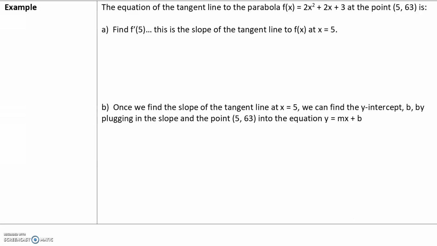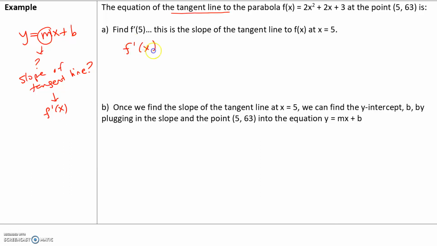Another example: the equation of the tangent line to the parabola f of x at the point 5, 63. Anytime we have the equation of a tangent line, it's going to be in the form y equals mx plus b. So we need to know the slope of the tangent line. And remember, the slope of the tangent line is equal to f prime of x. So first, let's find out what f prime of x is.